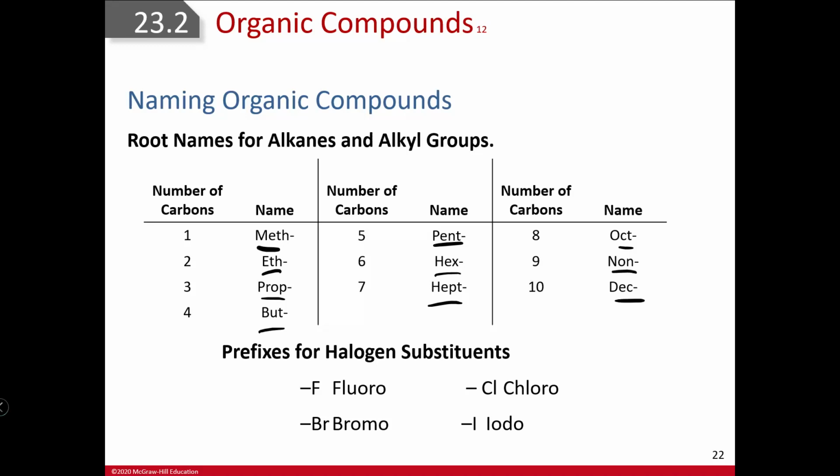All right? And then we have prefixes for the halogen substituents. So we're going to substitute either fluoro, bromo, chloro, or iodo. The reason we use these is that they're not ions. They're not fluoride, chloride, bromide, iodide. These are covalently bonded to the carbon, so we use words like fluoro. That tells us we're not talking about an ionic compound here. We're talking about a covalently bonded compound.